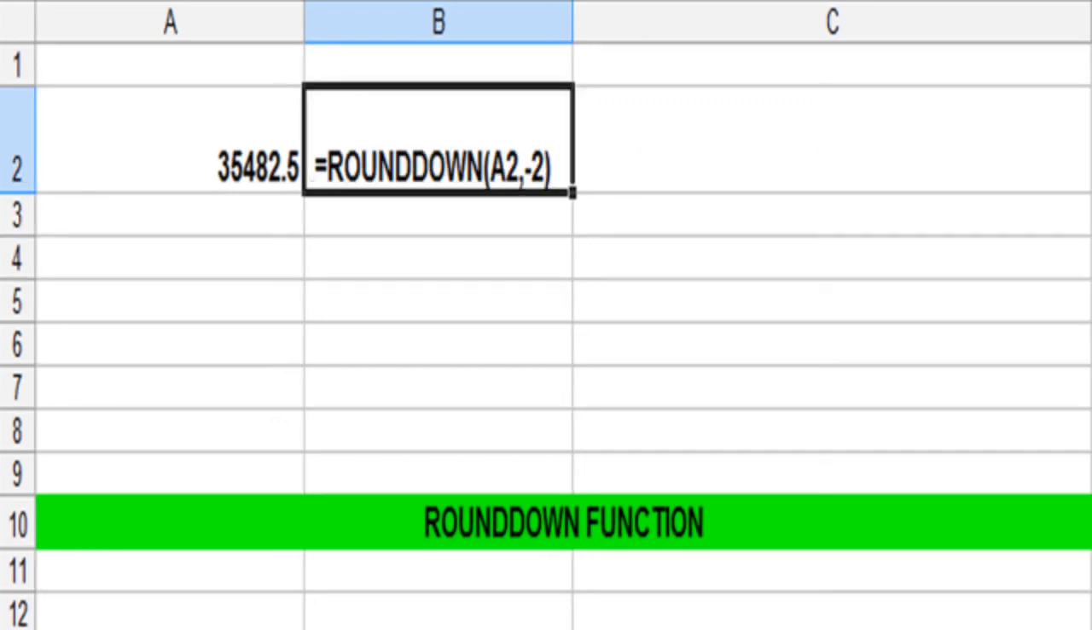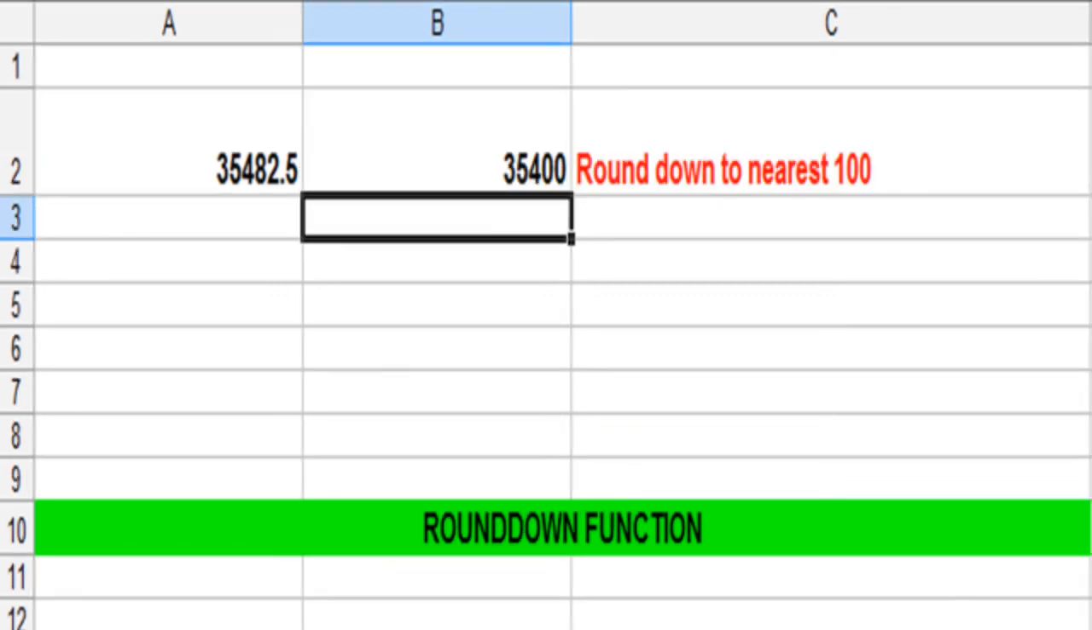Round down to the nearest 100. The formula is ROUNDDOWN(A2, -2). Press enter. Rounded down to the nearest 100. The output number is 35400.